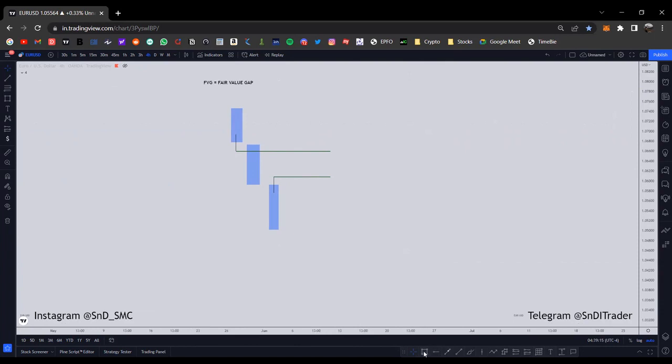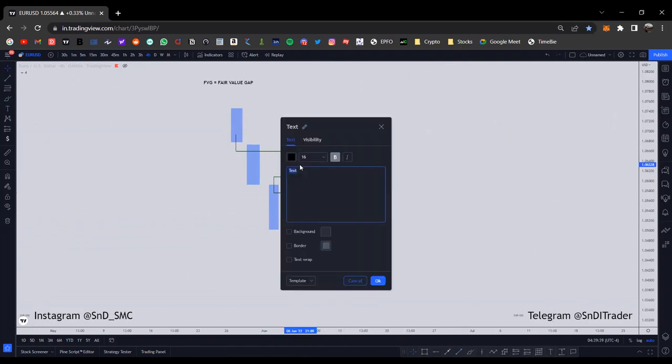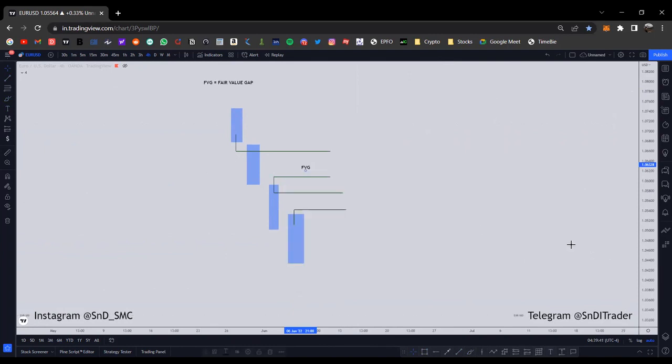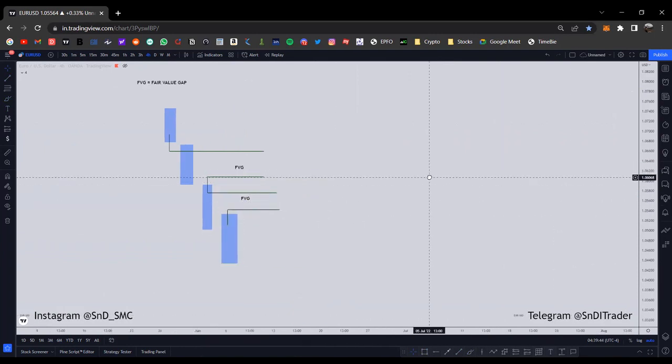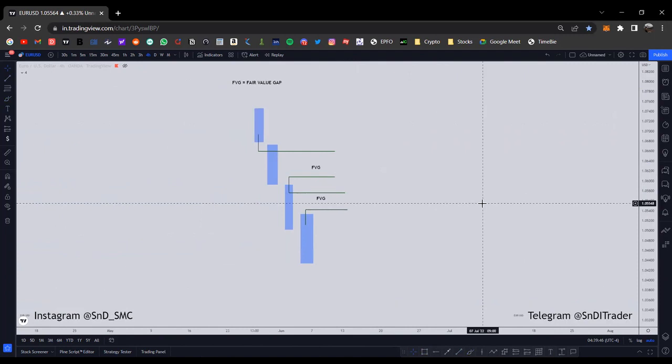Even if you have another candle here, right up here, and we have some sort of wick just closed here, so here will be another fair value gap. This is your first fair value gap, and the second fair value gap. So that is how you determine the fair value gaps.